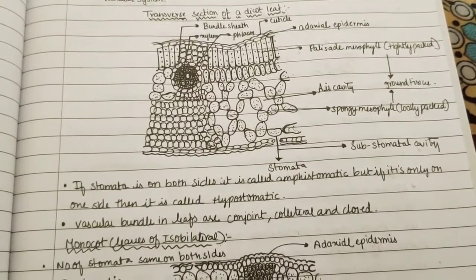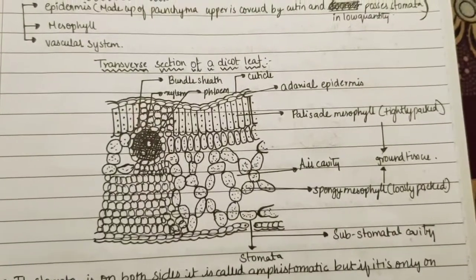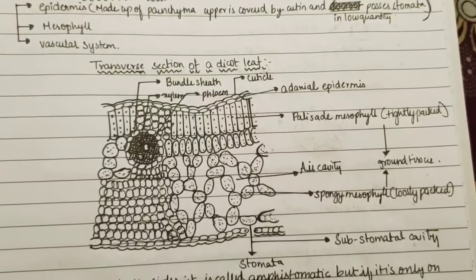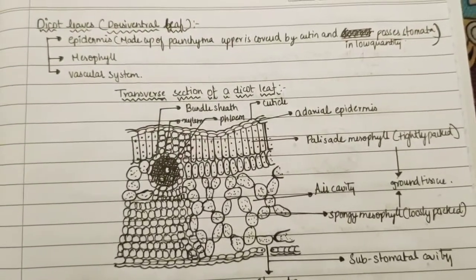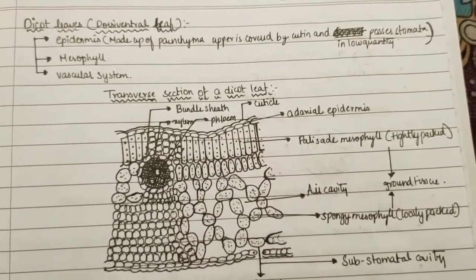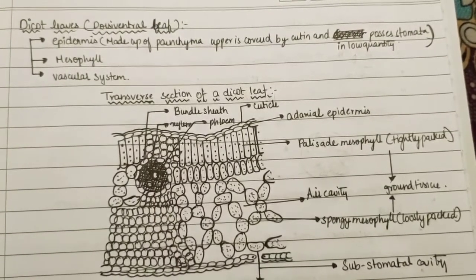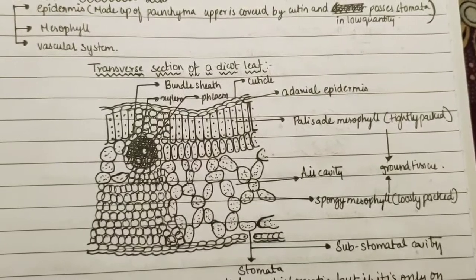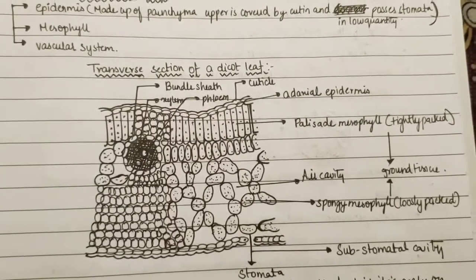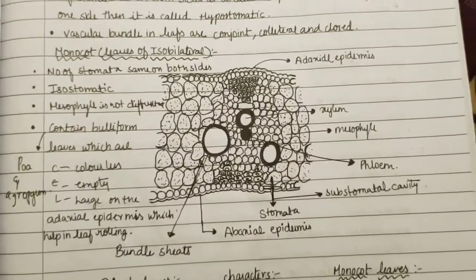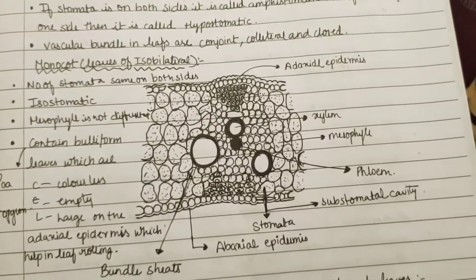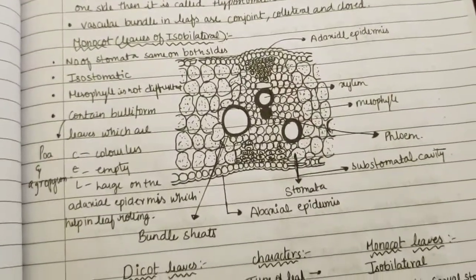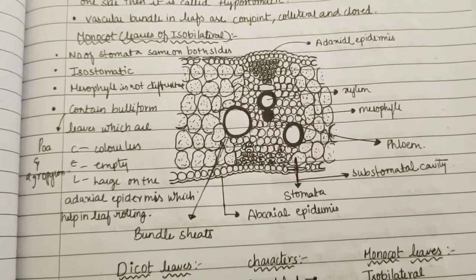If stomata are on both sides, it is called amphistomatic, but if they are only on one side, then it is known as hypostomatic. The vascular bundles in the leaf are conjoined, collateral and closed. Here the mesophyll of these dicot leaves is divided into two types. First is palisade mesophyll, that means they are tightly packed at the upper surface, and we have spongy mesophyll at the lower surface, which are loosely packed.